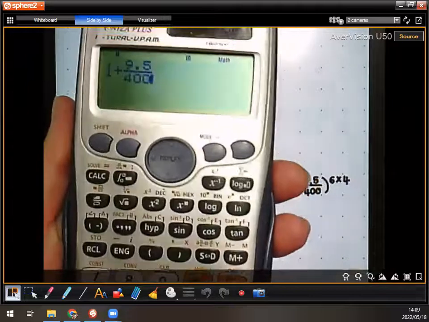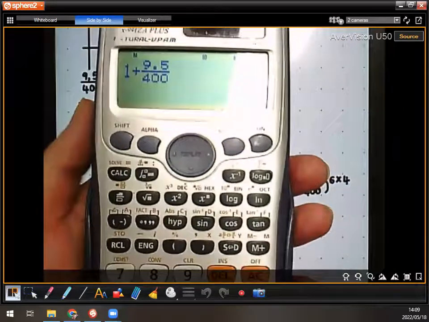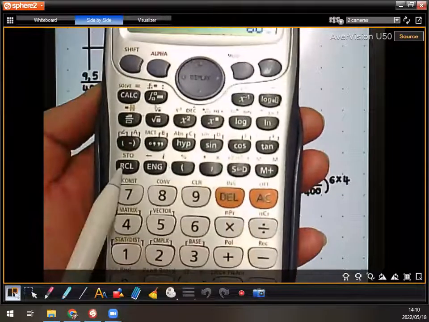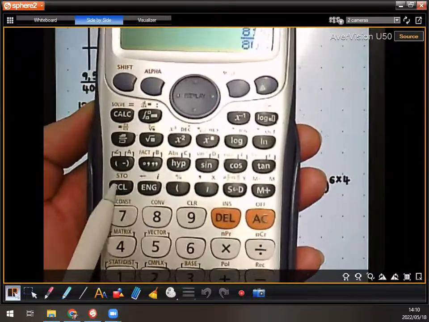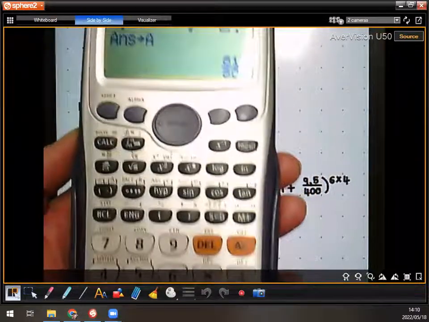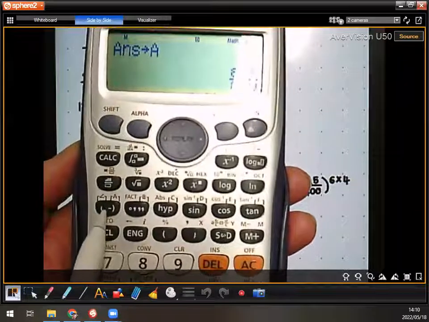1 plus 9.5 over 400 equals, and then remember how do we store? You press shift, and then that button that has STO above it, you press that button, and now you can store it as any letter. I'll store it as A. So you just press the button with an A on top.